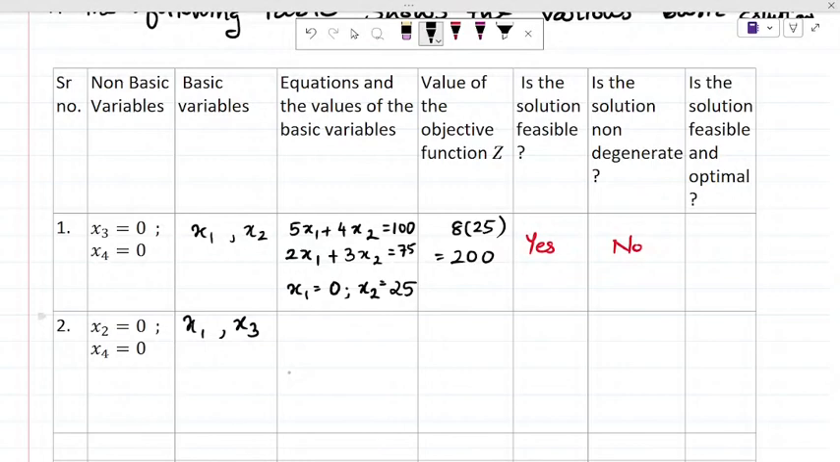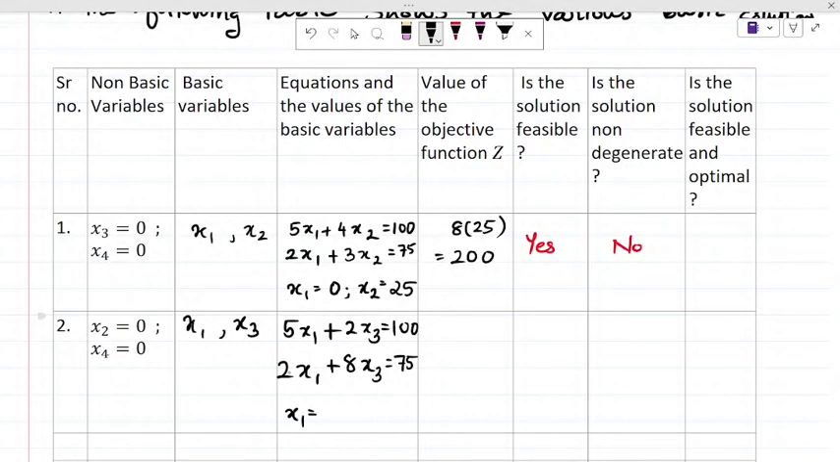So with x1 and x3, here we will get 5x1 and then 2x3 equal to 100, and here I will have 2x1 plus 8x3 equal to 75. Now let us do the simultaneous solving of this. On solving them simultaneously in your calculator you get the value for x1, some number we will be getting.